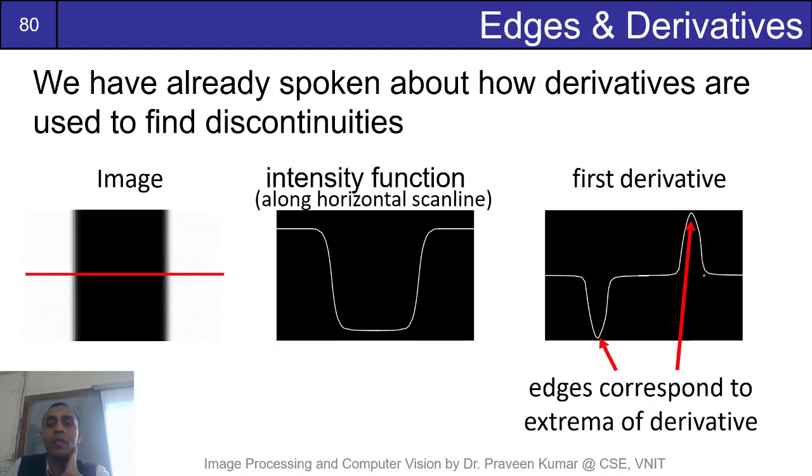So normally, first derivatives get used. The first derivative operator gets used for edge detection more than the second derivative. The second derivative is more used for sharpening, which we have discussed earlier. The first derivative is mostly used for edge detection.